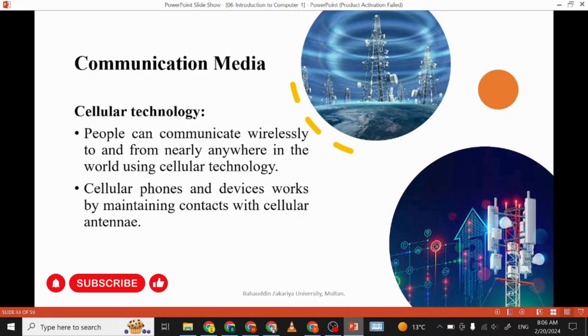Cellular technology. People can communicate wirelessly to and from nearly anywhere in the world using cellular technology. Cellular phones and devices work by maintaining contact with a cellular antenna.